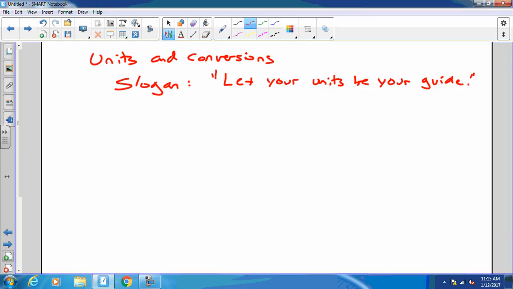Let your units be your guide. Second of all, an important thing about this is that we ended up with some folklore, some conversion factors that you need to know as a matter of cultural reference.